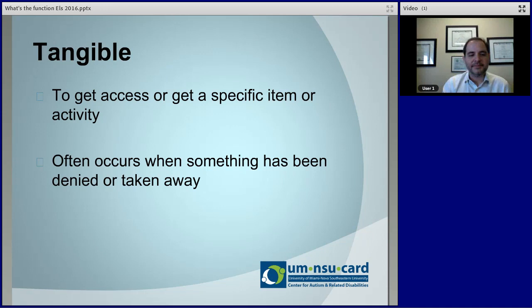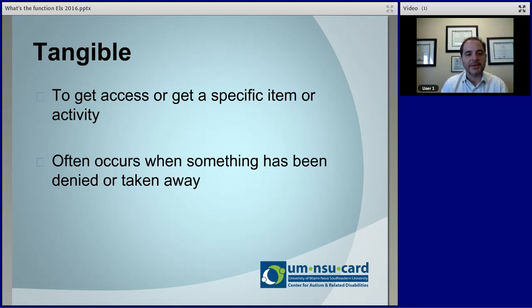The other one is tangible. Tangible means that we are engaging in behavior for a very specific reinforcer, and that reinforcer is gaining access to specific items or specific activities. We will most often see the tangible function present itself when something has been denied or taken away. So you say, no, you can't have this, or it's my turn, or this is all done, and we get the big tantrum. We get the meltdown. We have to turn off the TV, time to put away that toy, time to share that toy, or that child took your toy. So the tangible function, again, is fairly straightforward. I think it speaks to a lot of us. It makes sense. We understand why this one might happen.